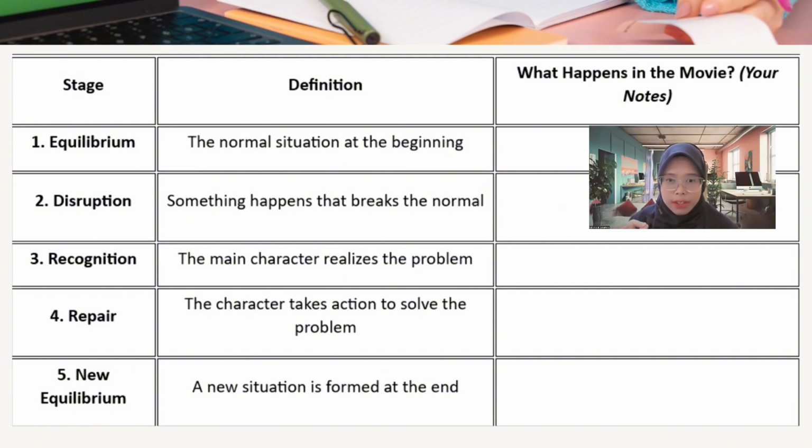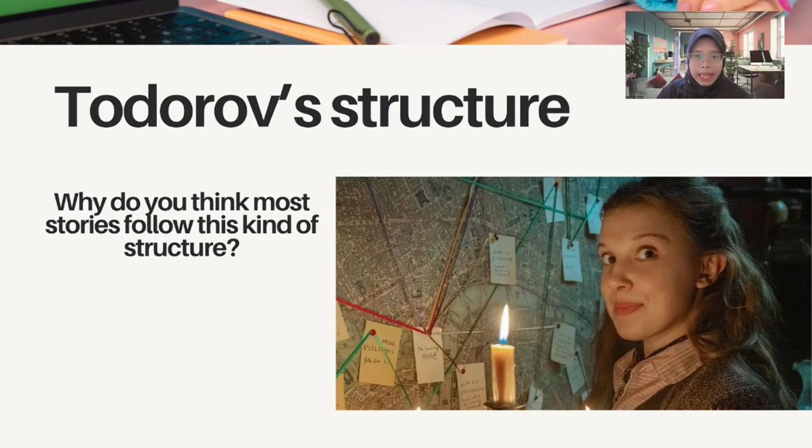I want you to use this chart to write down each part of the Enola Holmes story according to Todorov's 5 stages while you watch the video clips or summary, and fill in the chart. Don't forget to take notes. By understanding Todorov's structure, we can analyze stories more deeply and think critically about how narratives are built.